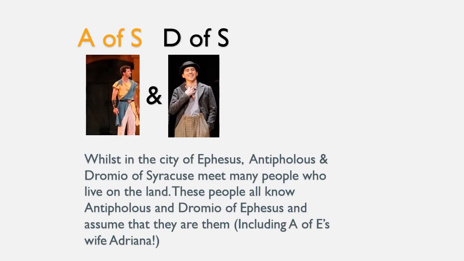Whilst in the city of Ephesus, Antipholus and Dromio of Syracuse meet many people who live in the land. These people all know Antipholus and Dromio of Ephesus and assume that they are them, including Antipholus of Ephesus's wife, Adriana. So there's lots of confusion going on in the land of Ephesus because they are confusing the wrong twins.